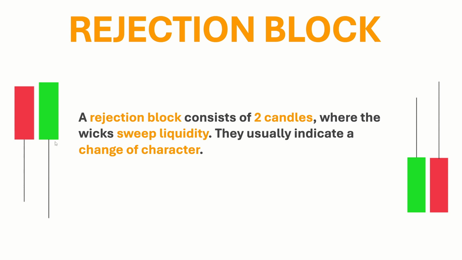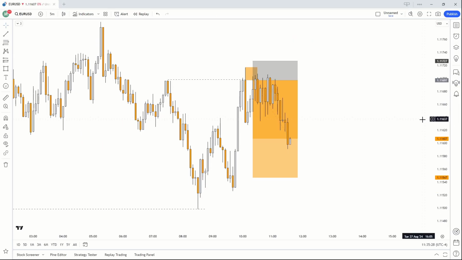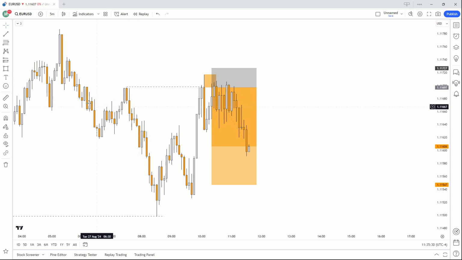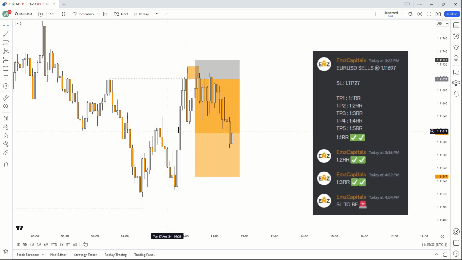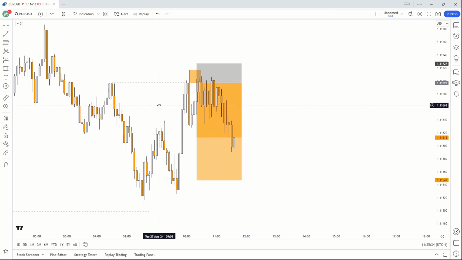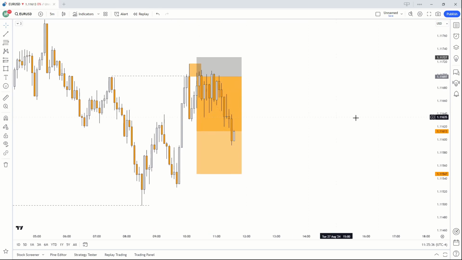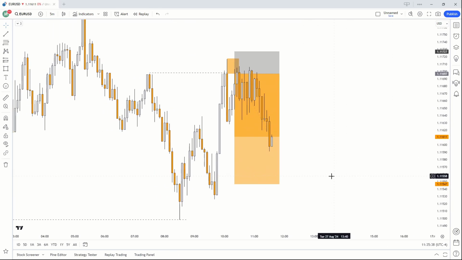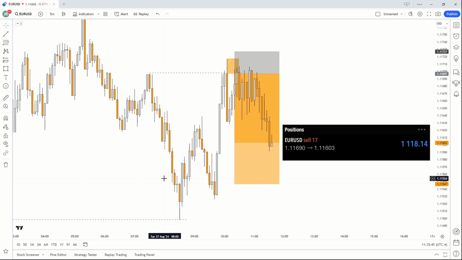Now, our main point of interest for rejection blocks is the wicks. I will show you guys on the chart what I mean. Alright, here we are on EURUSD. I am currently active in a trade where I have sent this out to the signals group, and I have used a rejection block in order to frame my buyers for this trade. Now, this was sent out to the signals, the VIP group, and we are floating about 1.2k in profit right now as shown right here.